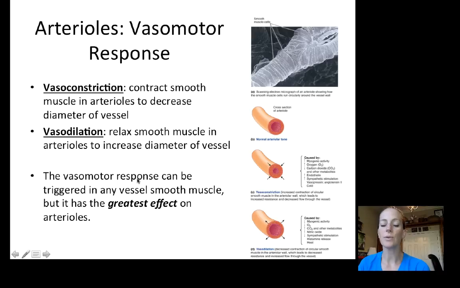So this is called the vasomotor response. It can be triggered in any vessel that has smooth muscle, but it's primarily triggered in the arterioles. And it has the greatest effect in the arterioles because they are small diameter. So changing something that is small diameter to a smaller diameter has a huge effect on the pressure within that arteriole.